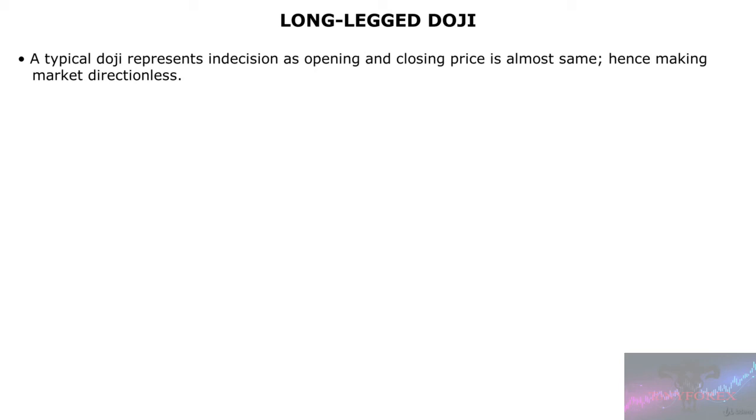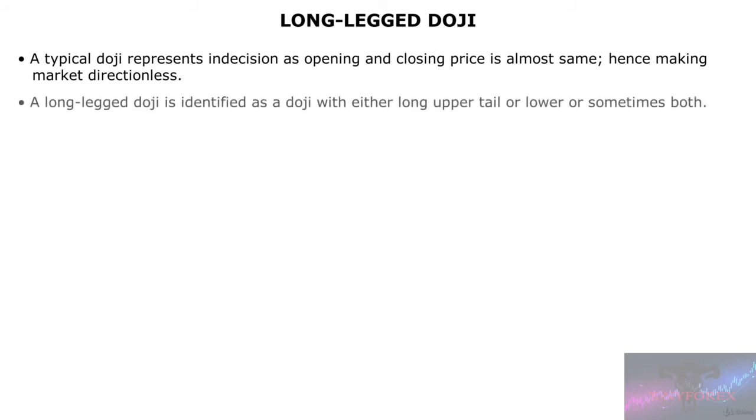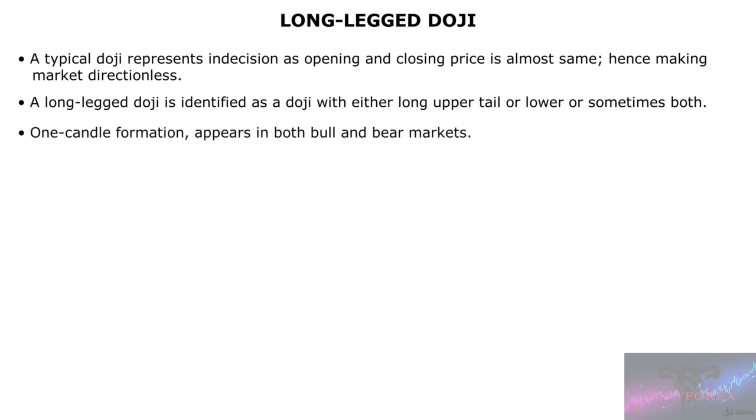However, for this strategy, we are only looking to analyze and trade the long-legged doji, or sometimes I call it a magic doji. As the name suggests, this single candle formation consists of both large lower and upper tail or wick with almost no or very small real body. Also, you will take trading positions using a long-legged doji both in bull and bear market.